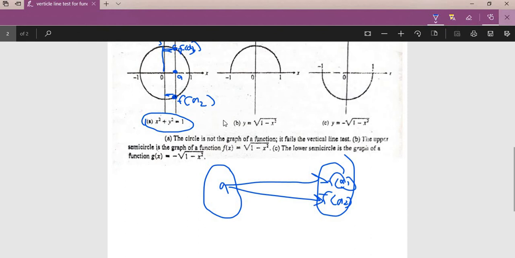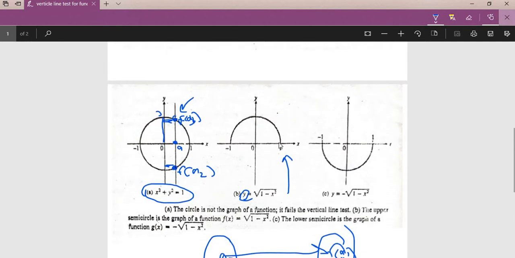If we solve this for y, for example, if we shift x squared to the other side, then it will be 1 minus x squared, and if we take the square root, the value of y will be the square root of 1 minus x squared. Then the graph will be this one, and you can say that this is the graph of a function. If you draw a vertical line here, here, and here, we see that the vertical line touches the graph at only a single point, so this is said to be the graph of a function.